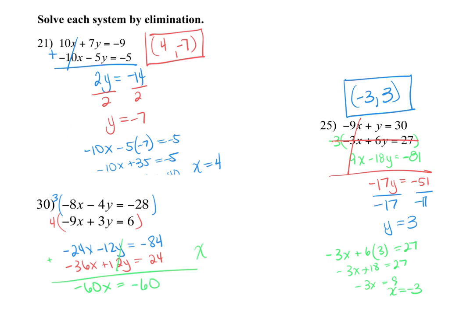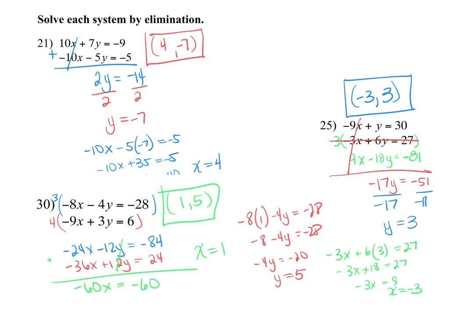So my x is going to equal 1 when I divide. So I already have an x value. And again, just like everything else, plug it back into one of those. 8 times 1 minus 4 times y equals negative 28. Negative 8 minus 4y equals negative 28. Add it over. And so I have negative 4y equals negative 20, divide, y equals 5. And I have my y value, x and y, and I am done.